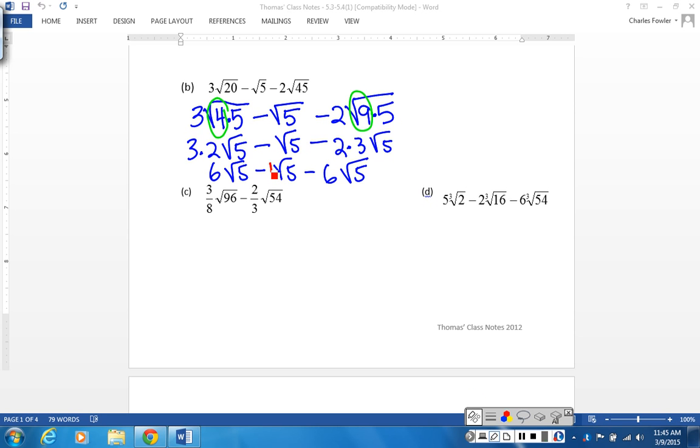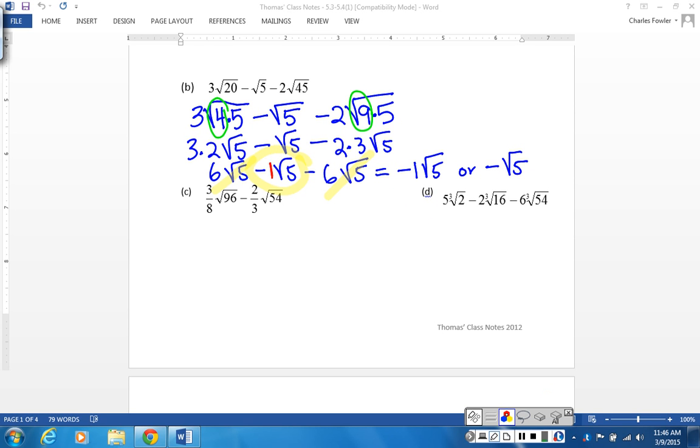6 minus 1 is 5 minus 6, which is another negative 1 radical 5, or just plain negative radical 5. So both are equivalent to each other. You could have also looked at this as 6 radical 5 minus 6 radical 5. I don't know if you can notice this, but you could have canceled those two things out and you would have been left with negative 1 radical 5.